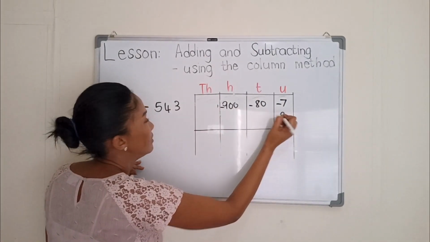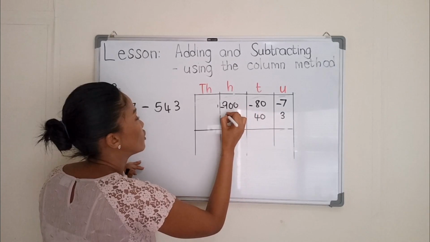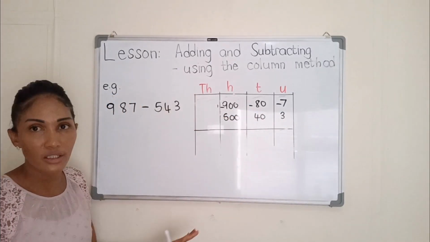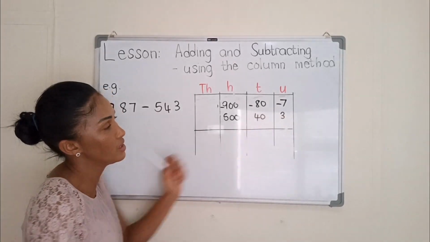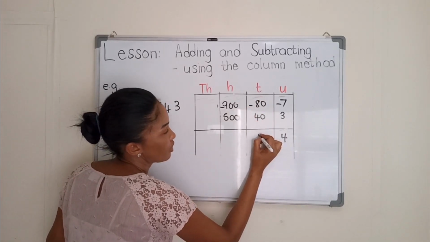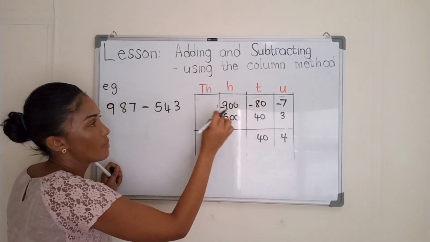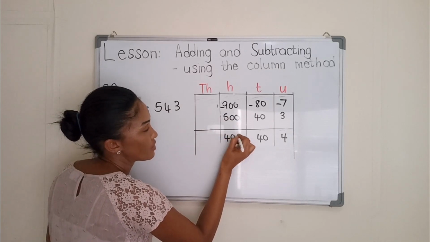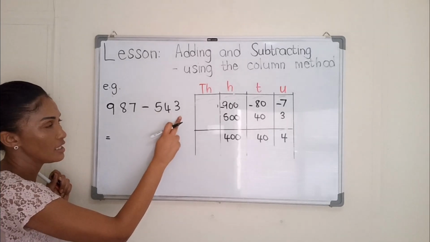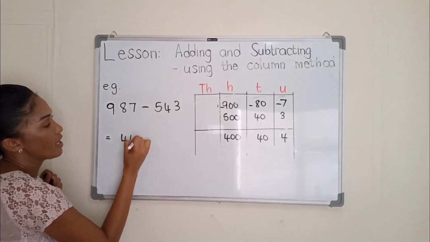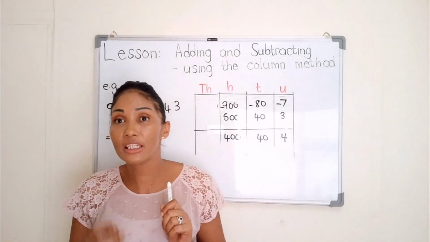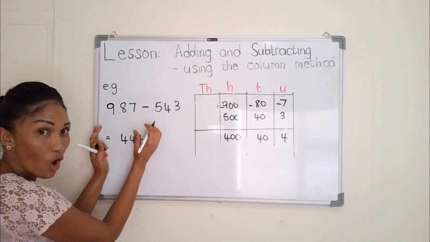Then I've got 3, 40 and I've got 500. Rule your line, and now we're going to subtract from each other. So 7 minus 3 gives me a total of 4. 80 minus 40 gives me a total of 40. 900 minus 500 gives me 400. So 987 minus 543 is a total of 444.